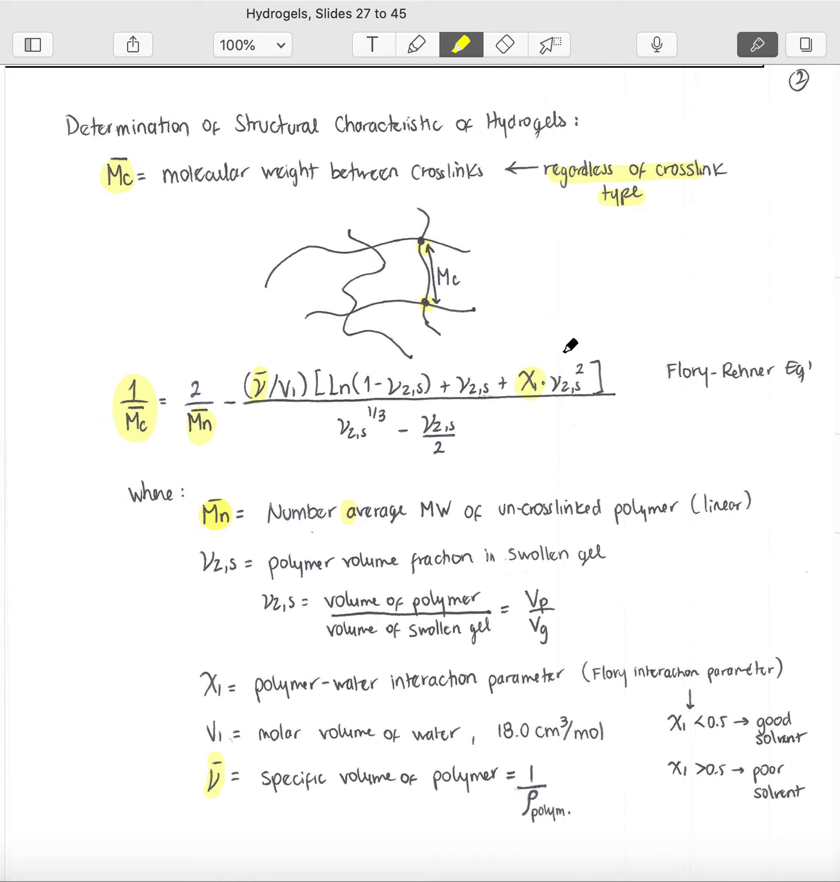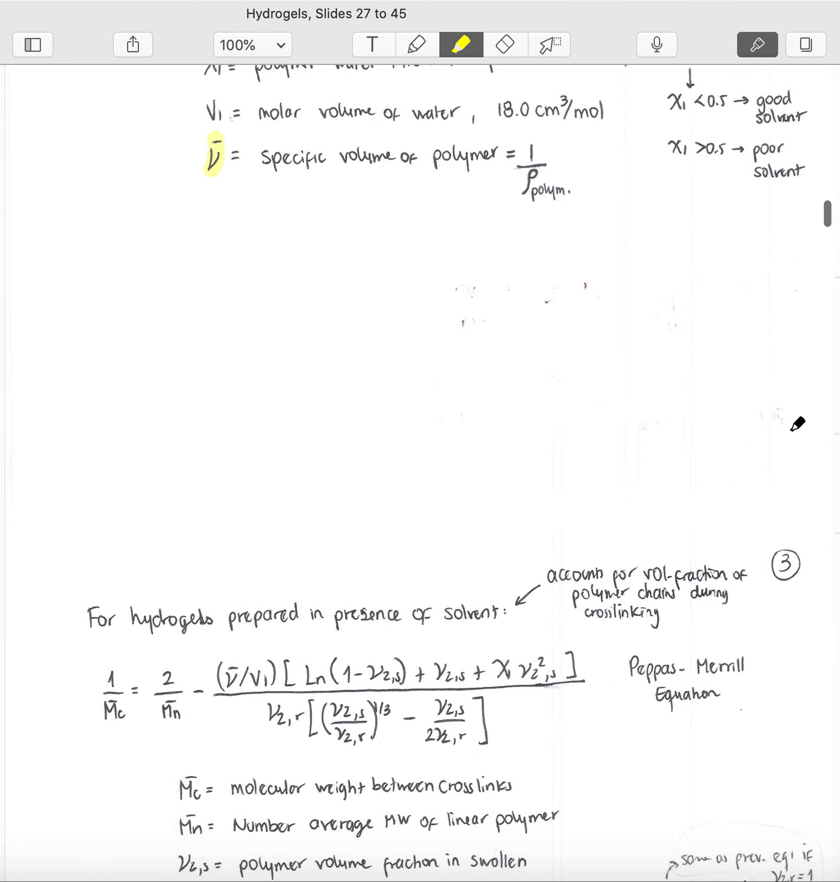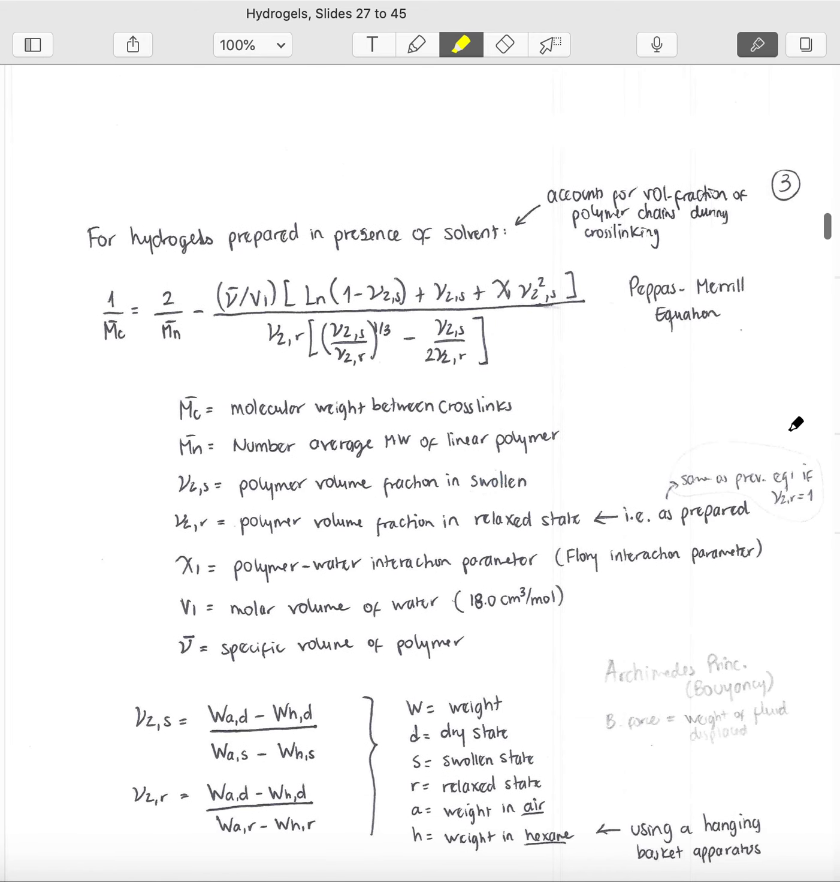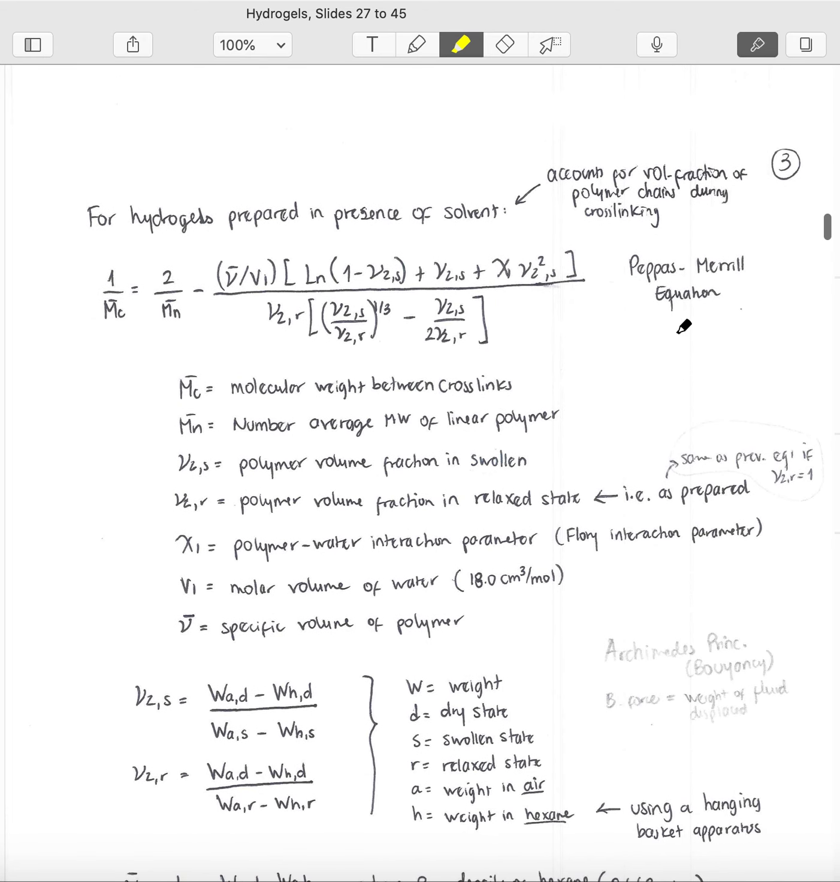All right, this equation is known as the Flory-Renner equation, and it is developed for hydrogels that are prepared in the absence of solvent, meaning that again, we're starting with just monomers that are liquid or prepolymers that are liquid and that are cross-linked into the form of a hydrogel in the absence of a solvent. Now, the next equation, right here, is a derivation from the Flory-Renner equation, and this is known as the Peppas-Merrill equation. This equation accounts for the presence of a solvent.